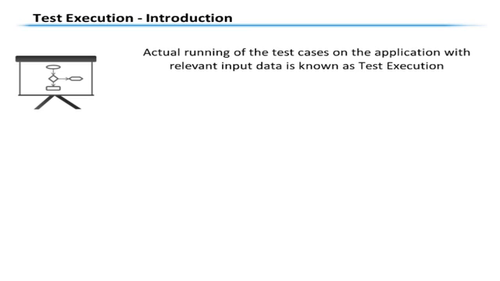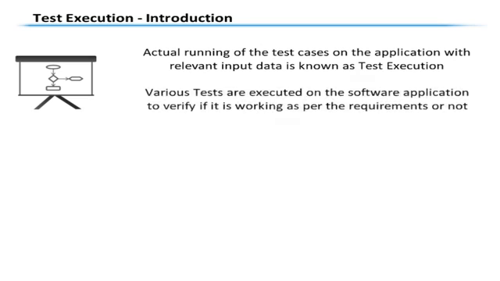Test execution is the most important part of software testing. It's mainly checking if the software application is working as per the end user's requirements. Also, the main aim of software testing is to find defects in the software system and get these resolved before delivering it to the end user.